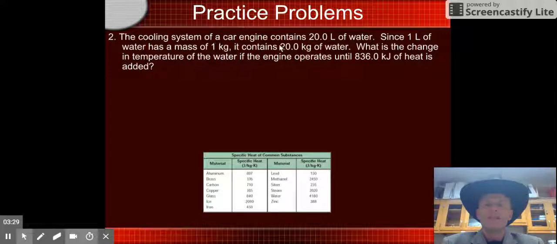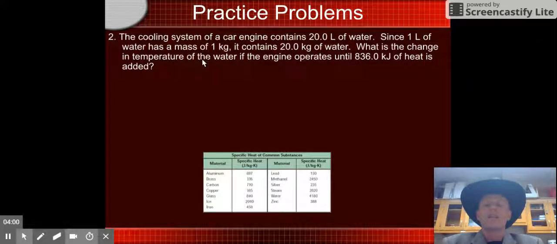The cooling system of a car engine contains 20 liters of water. Water is kind of special. It has a density of 1, depending on the units, I guess. But anyhow, since 1 liter of water has a mass of 1 kilogram, because density times volume equals mass, it contains 20 kilograms of water. All right, so that's what we need in our formula. We need the mass, we need the kilograms.